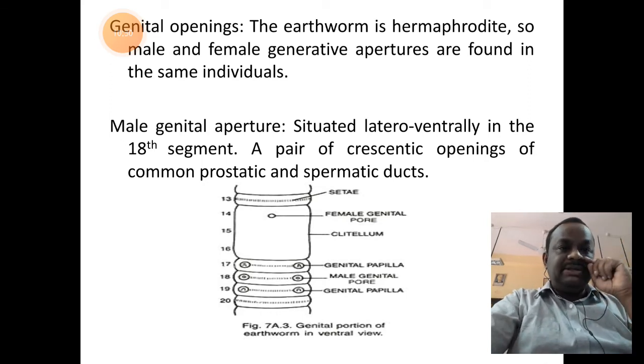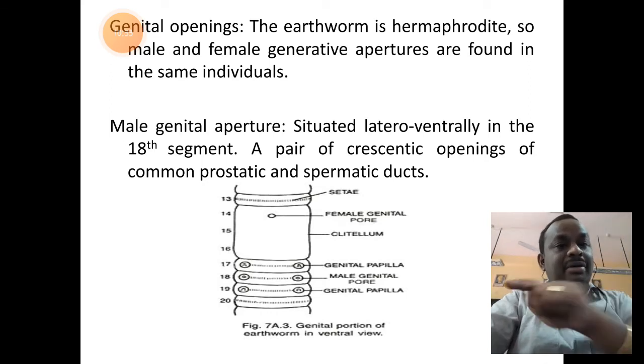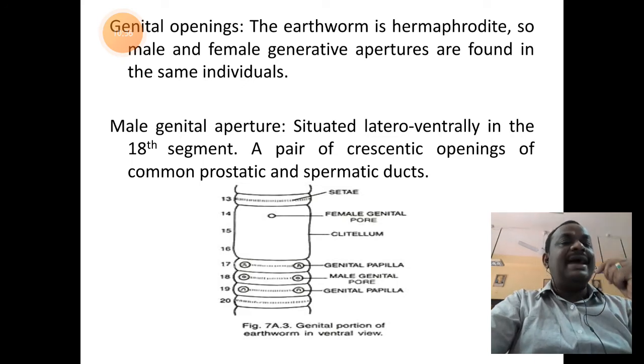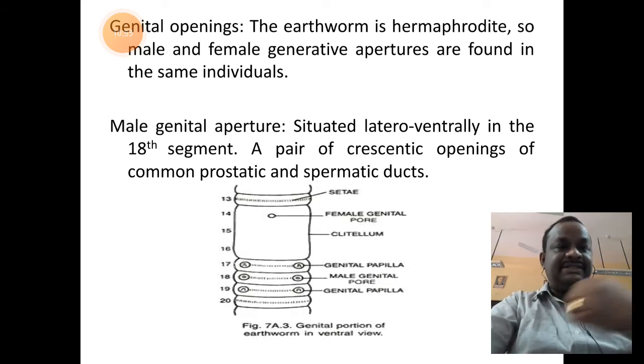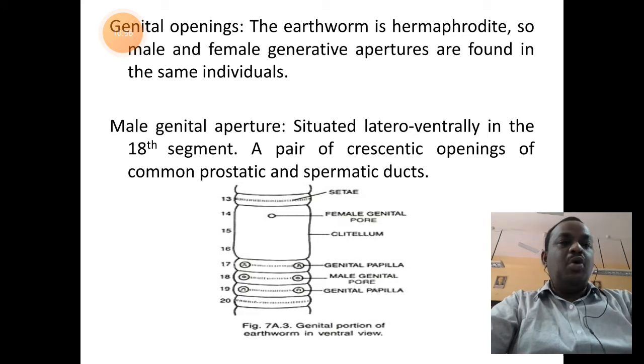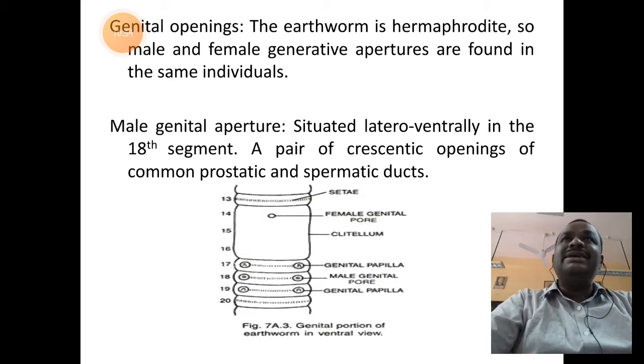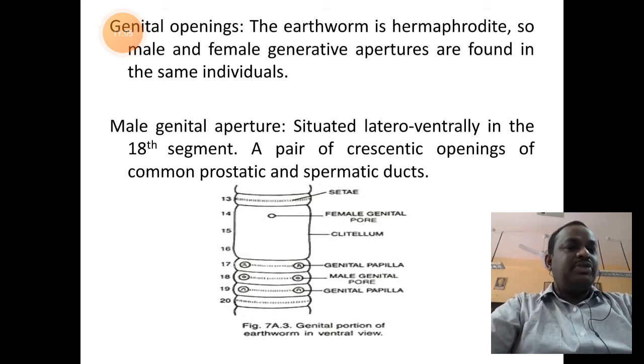And these openings are the common openings of prostatic and spermatic ducts, which form the male reproductive system otherwise. So the male reproductive system openings open outside the body at the 18th segment towards the ventrolateral position. So down and lateral sides. Okay. So this is about the male genital openings. So where do you find male genital openings in case of earthworm? It is on the 18th segment towards ventrolateral position. So what is the shape of these openings? Generally crescent shape, the cup shaped openings.